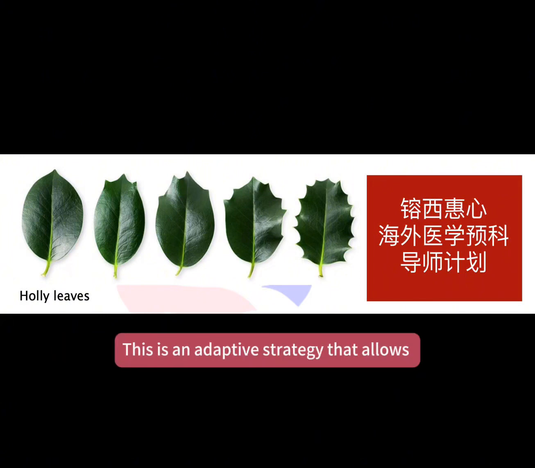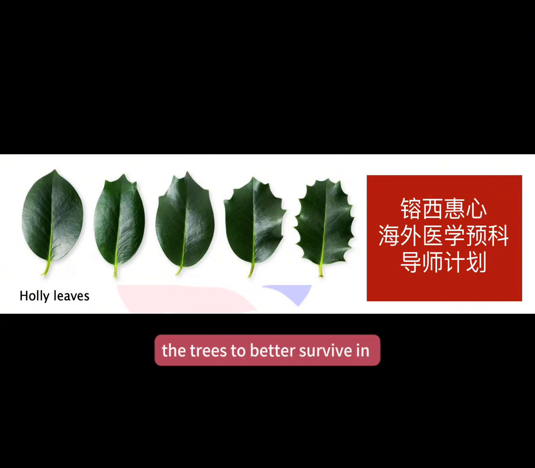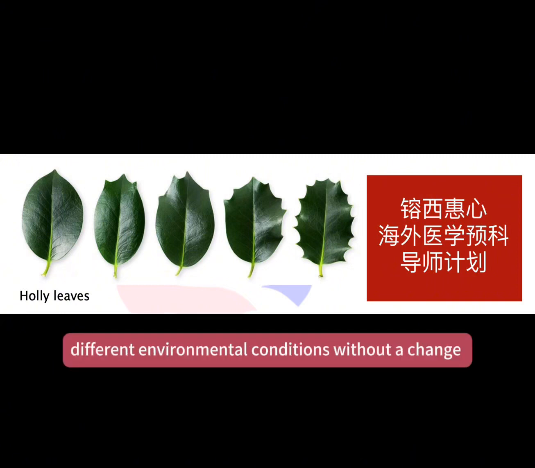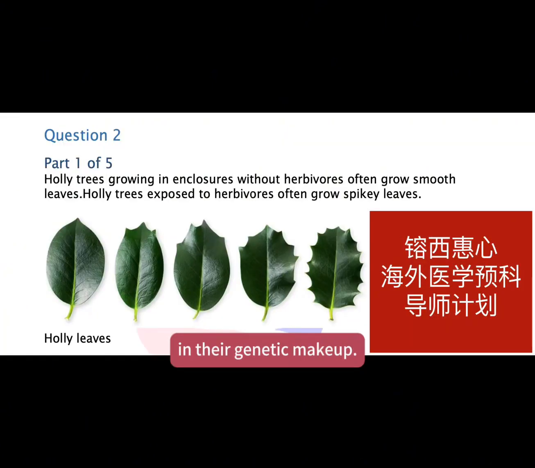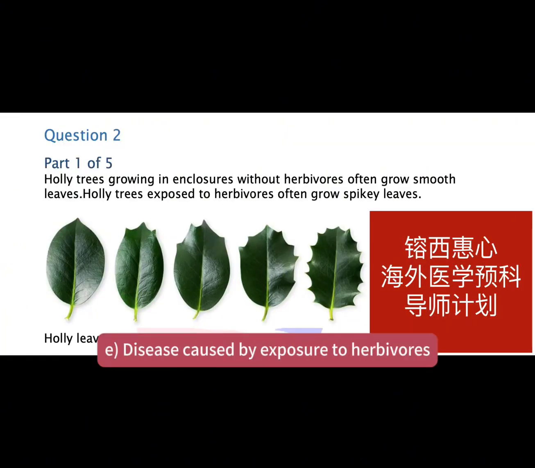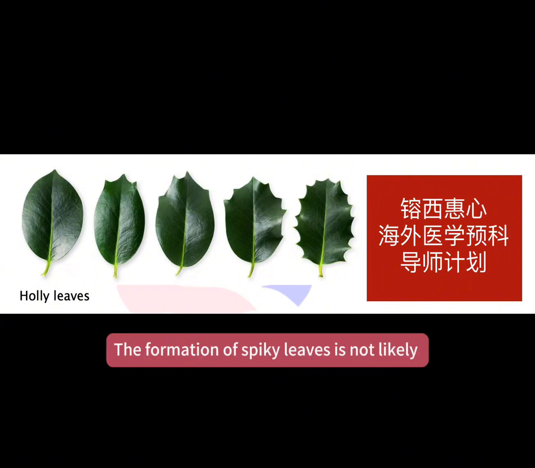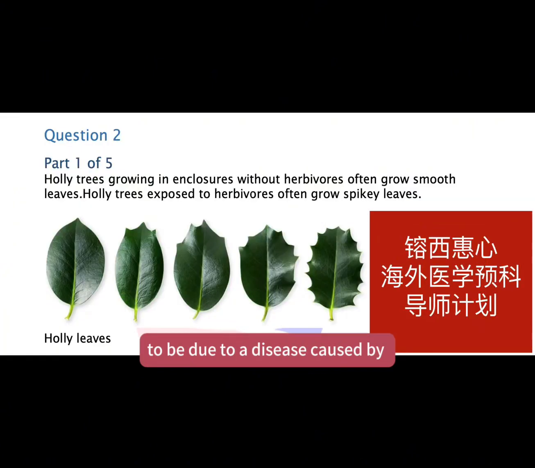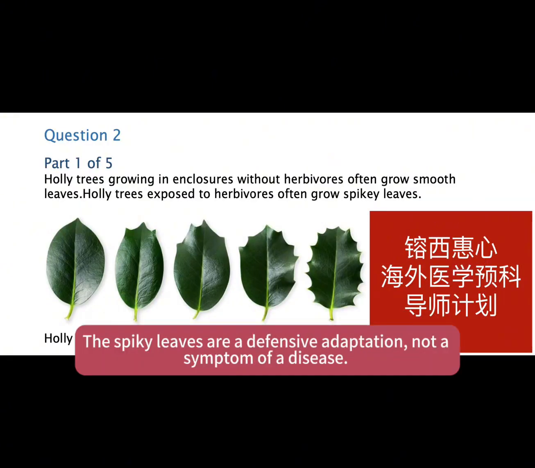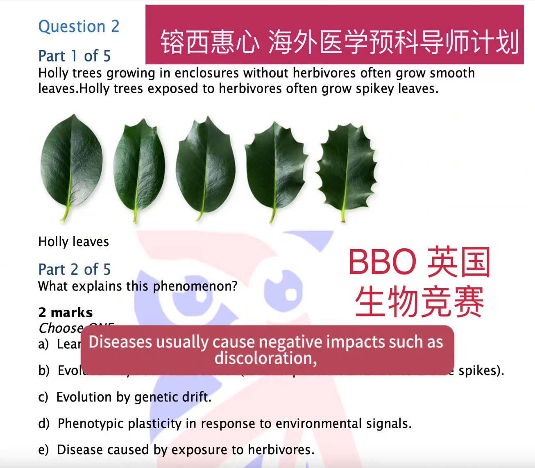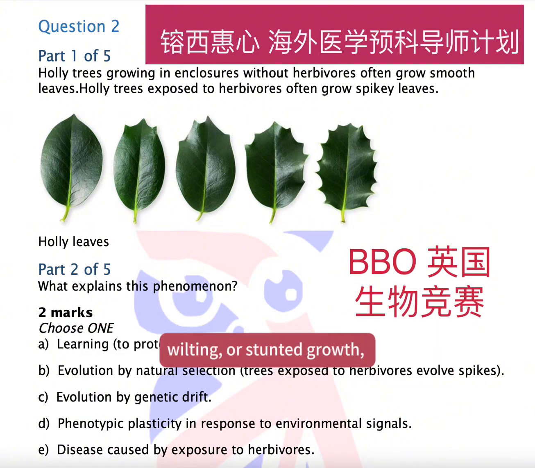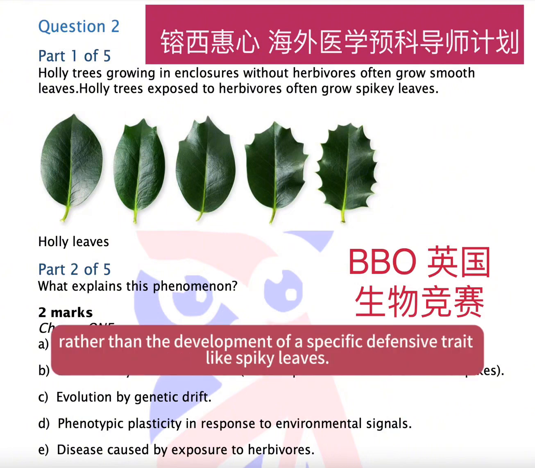This is an adaptive strategy that allows the trees to better survive in different environmental conditions without a change in their genetic makeup. E. Diseases caused by exposure to herbivores. The formation of spiky leaves is not likely to be due to a disease caused by exposure to herbivores. The spiky leaves are a defensive adaptation, not a symptom of a disease. Diseases usually cause negative impacts such as discoloration, wilting, or stunted growth, rather than the development of a specific defensive trait like spiky leaves.